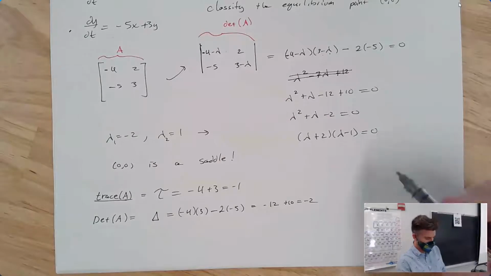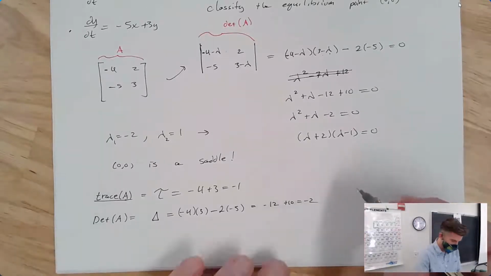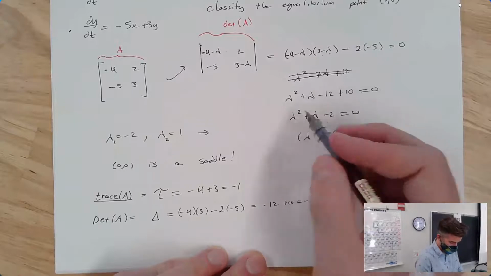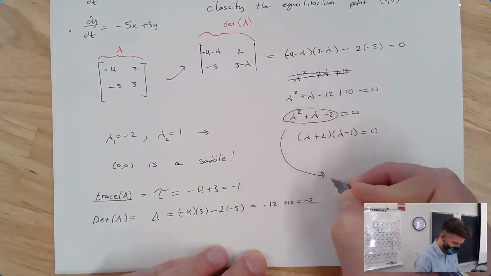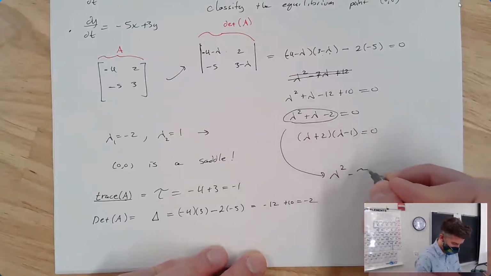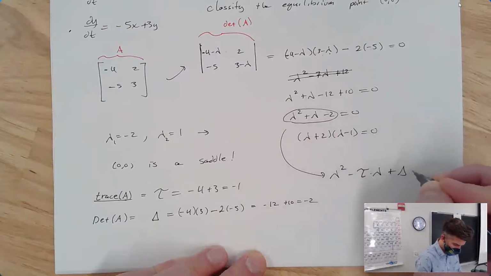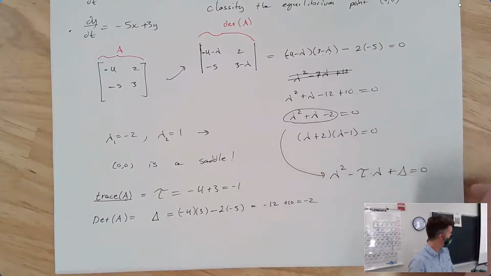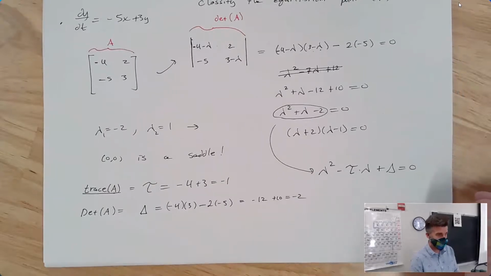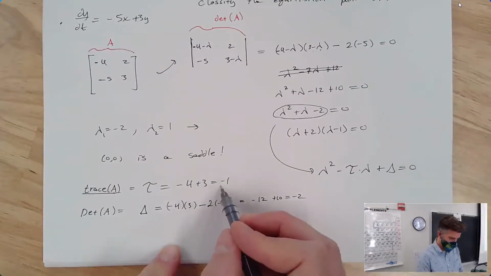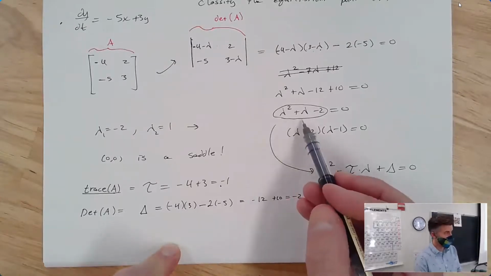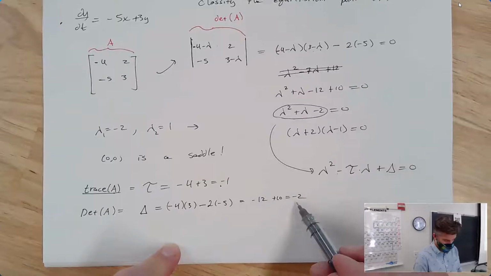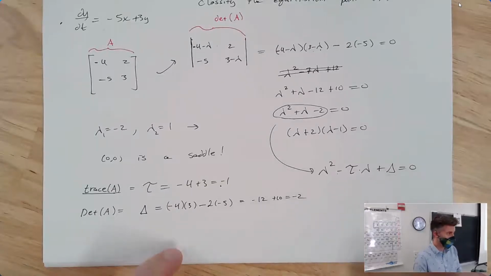And the idea that we've seen, that I did say before, but I'm going to say again, is that when you write out this polynomial after you've simplified it, it's always going to be lambda squared minus the trace times lambda plus the determinant. That's always true. My trace is -1. I had lambda squared minus -1 times lambda, or lambda squared plus lambda, minus 2. And minus 2 was the determinant, so plus -2.